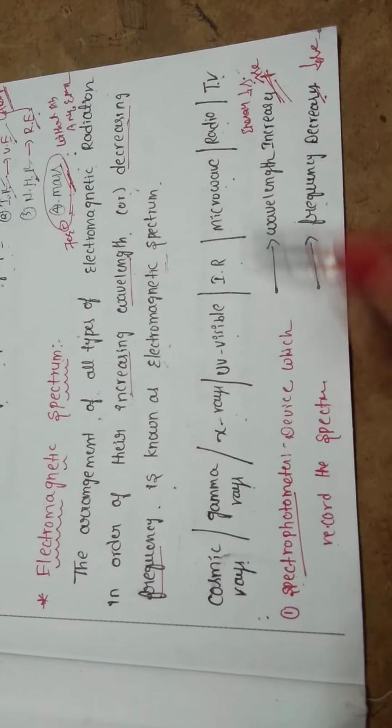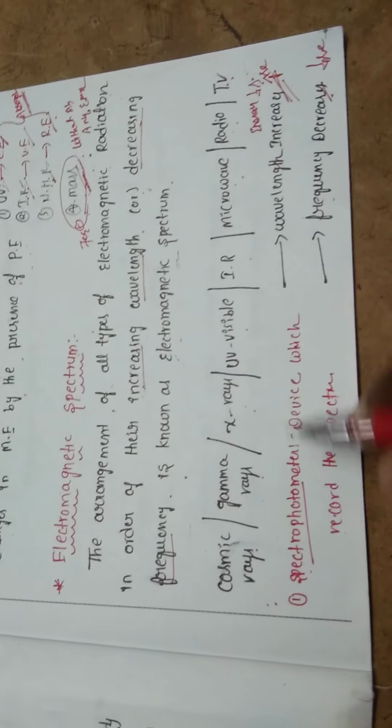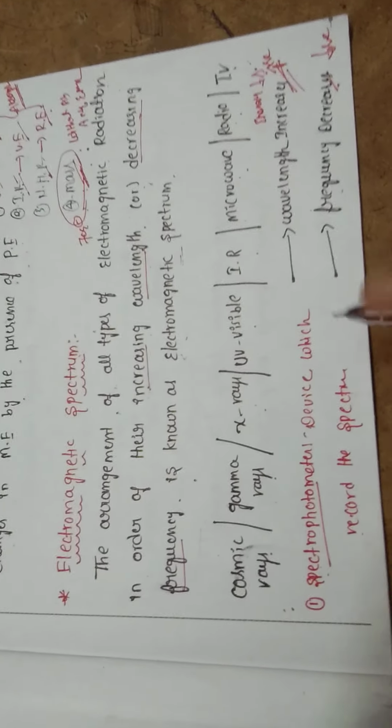Finally, the spectrophotometer. A spectrophotometer is a device which records the spectrum they can give.